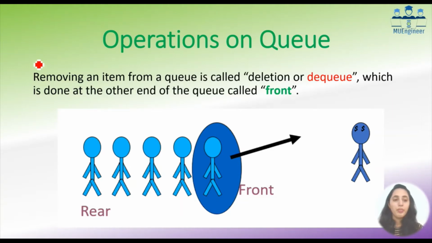The next operation in the queue is DQ. That means removing an item from the queue. That is called deletion, also called the DQ operation. So we remember the operation DQ: it always happens at the front end of the queue.